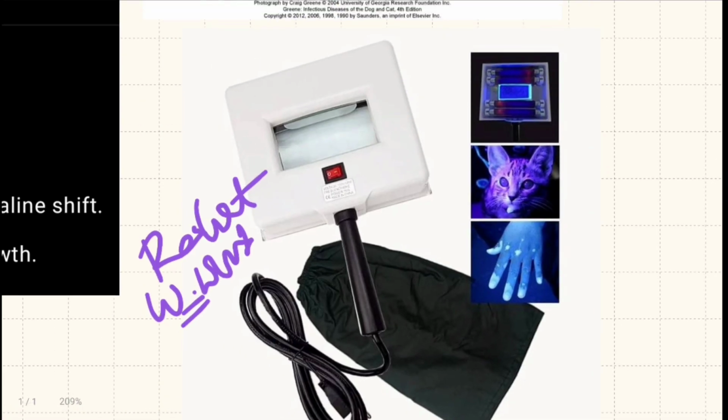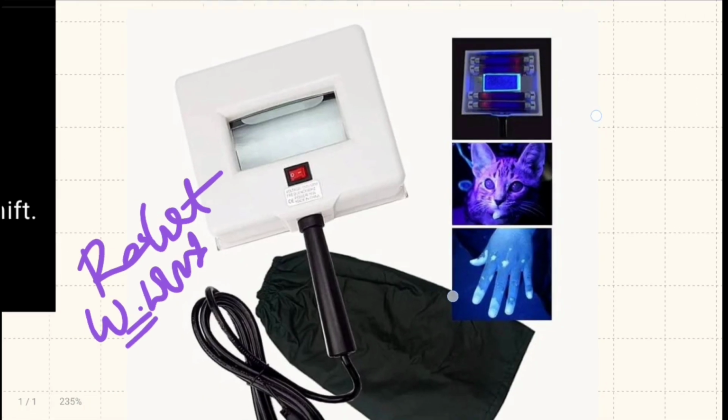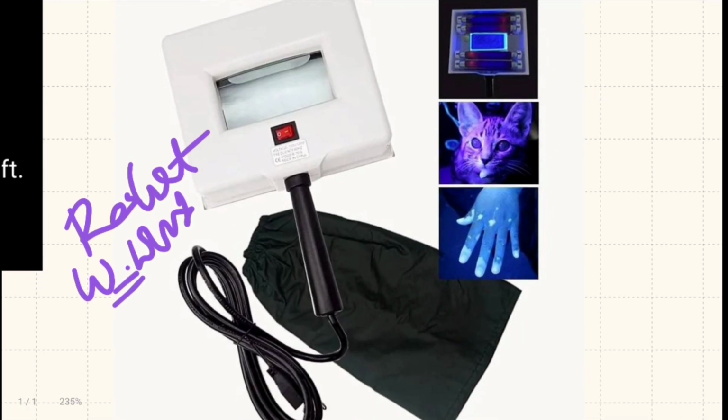This lamp has a filter which blocks visible light and only allows UV light to be projected on the tissues which are the subject of diagnosis for the dermatophytes. This technique should be performed in a dark room, so there should not be any visible light, as it will lead to a false result of the test.